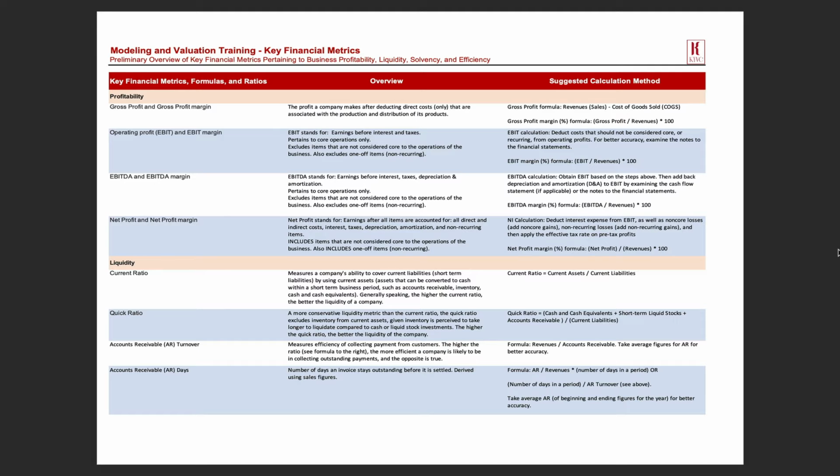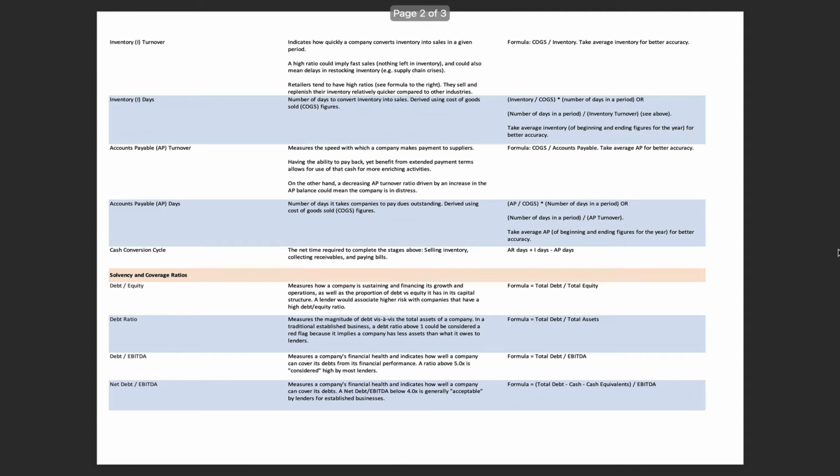Next is the inventory turnover, which is also a liquidity metric. We are still in the liquidity area here. And the inventory turnover indicates how quickly a company can convert its inventory into sales in a given period. So a high ratio could imply fast sales, meaning that the company is converting inventory into sales rather quickly.